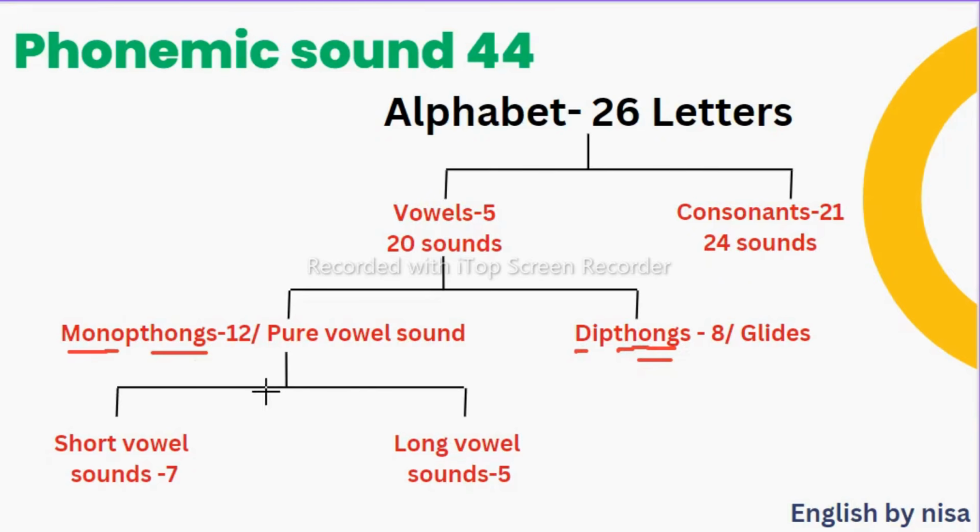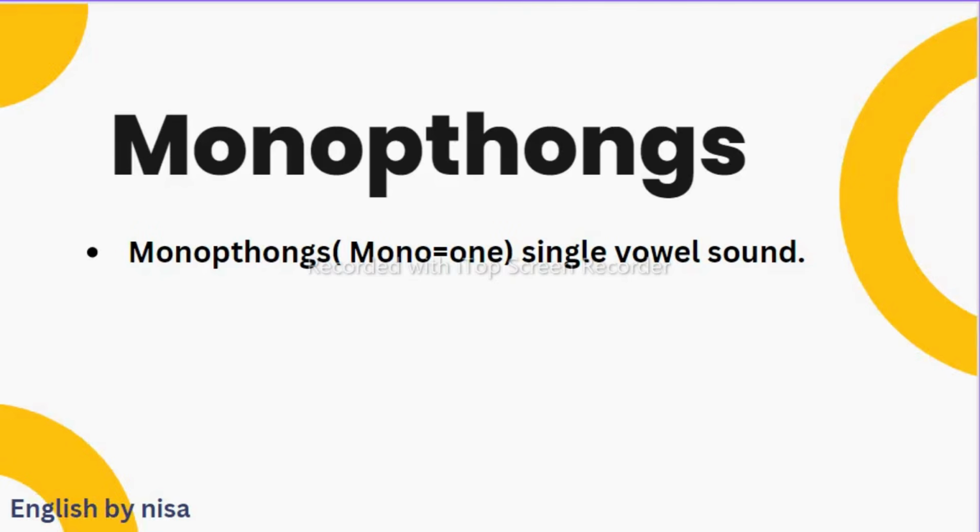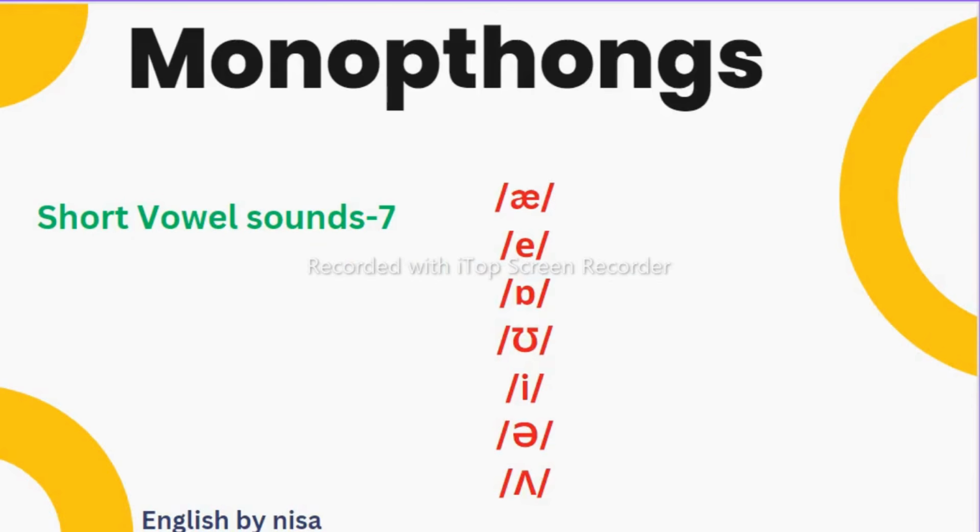This monophthongs group is further divided into two: short vowel sounds are 7 and long vowel sounds are 5. So let's see the monophthongs, which are 12. Just now I told you these are the single vowel sounds. Mono means one and thong means sound. So these monophthongs are based on a single vowel sound.